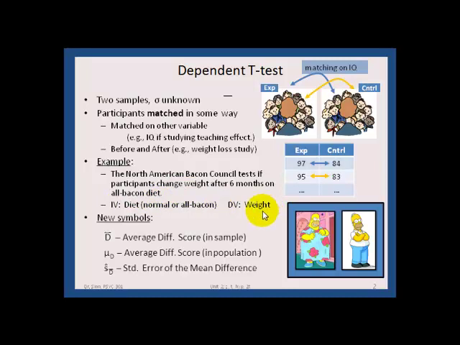So we're going to have some new symbols. D bar is the average difference score. And I'll show you where we get those difference scores just in a moment. But that's a sample statistic. It's trying to estimate mu D, which is the average difference score in the population. And SD bar, the standard error of the mean difference, that's the measure of the variability of the sample means, the sample difference scores, average difference scores around mu D.